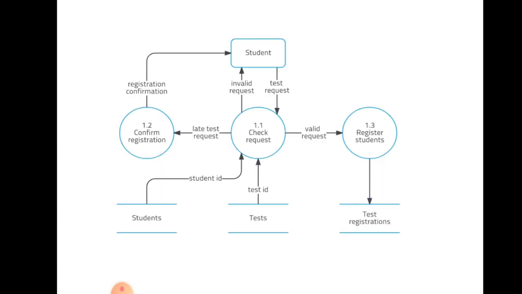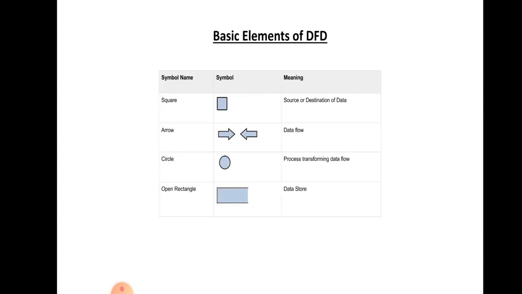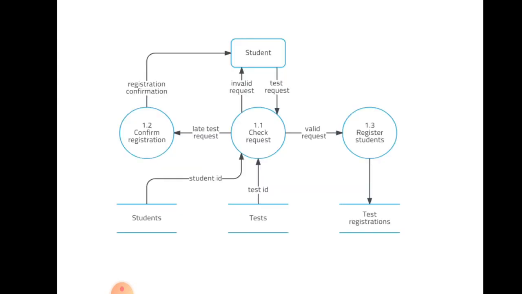So this is a sample example of a data flow diagram. There are four notations. One is the square symbol, which is the source or destination of data. Next is the arrow symbol, which indicates the data flow between the processes. Third is the circle, which indicates the process. Last is the open rectangle, which indicates the data store, which means it acts like a library.